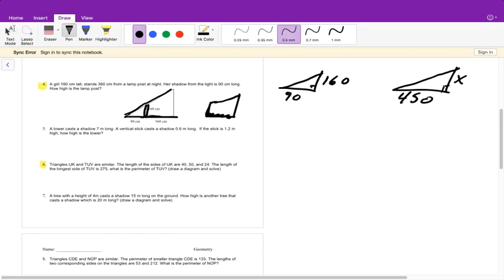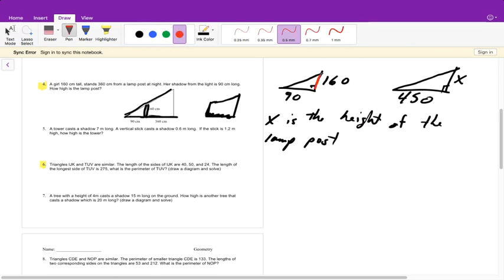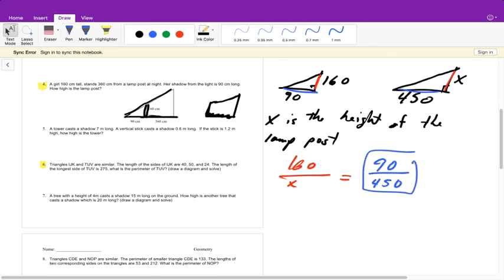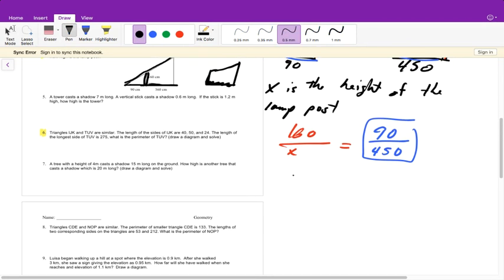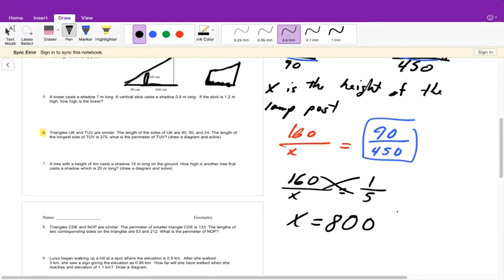So now let's define this variable. x is the height of the lamppost. Then we're going to create our ratios, our proportions. So 160 corresponds with x. We'll do 160 over x is equal to 90 over 450. Now let's go ahead and reduce this ratio. 90 goes into 450 five times, so 160 over x is equal to 1 over 5. We cross multiply, and x is then equal to 800. So that will be 800 centimeters.